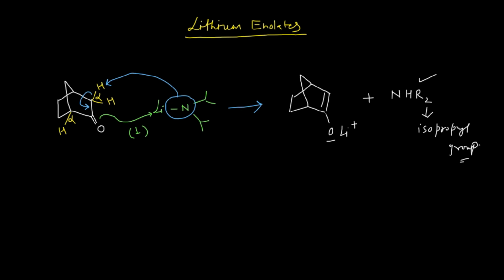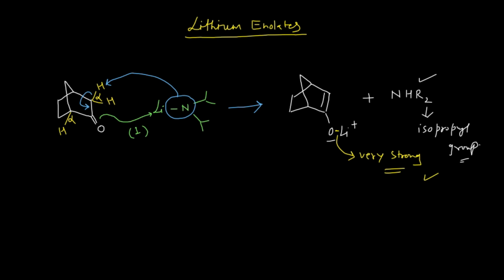Please remember, this is very, very important. One very important thing you should always remember: the bond between the oxygen and lithium is an ionic bond, a very strong bond. So first of all, this bond will form, and after that your basic nitrogen will grab the hydrogen from the alpha position of the carbonyl compound to form the enolate, right? This is very, very important. The correct mechanism is this. I hope this is quite clear to you, right?